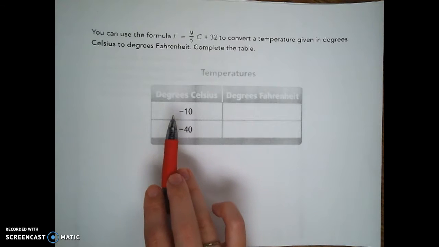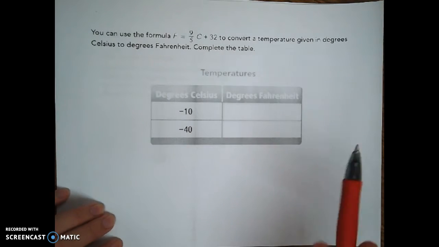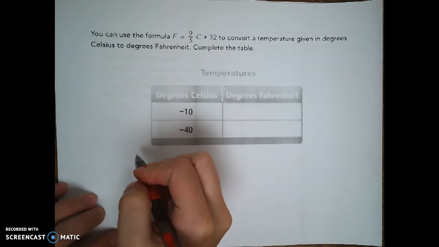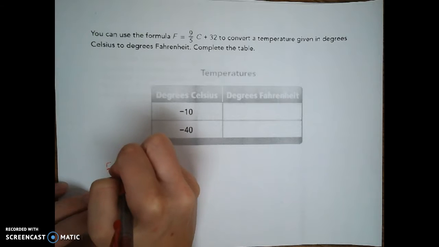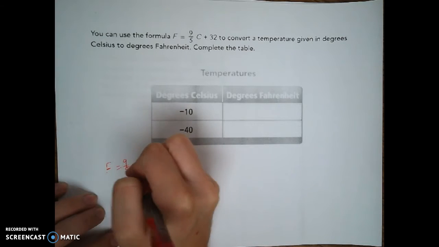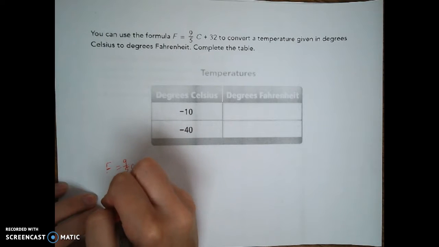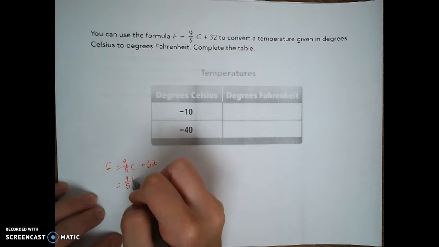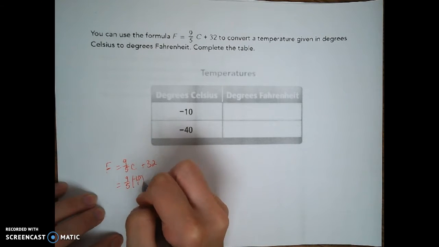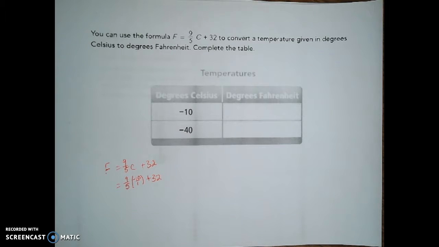So we have degrees Celsius to begin with. So these are all going to be equal to C in our equation. So for the first one, if I have F equals 9/5 C plus 32, I'm going to take my -10 and plug it in for C. So I have 9/5 times -10, but I'm going to write that as -10 over 1, and then plus 32. So now I just want to simplify this out.